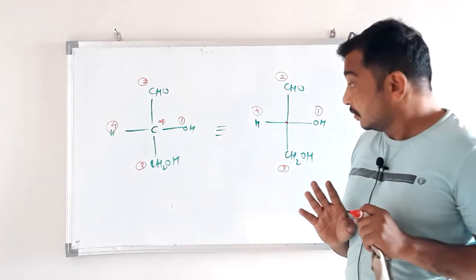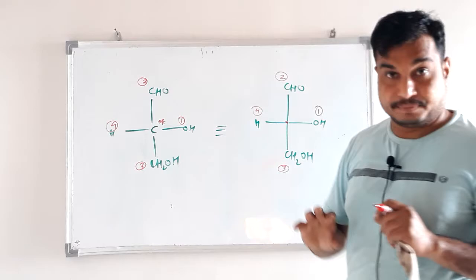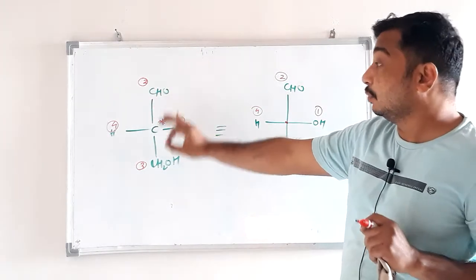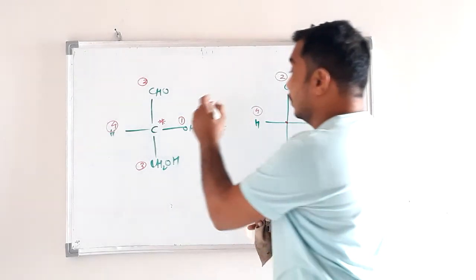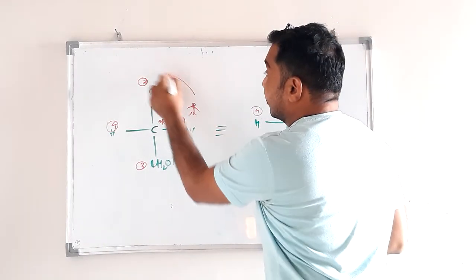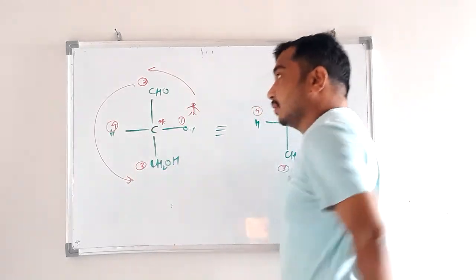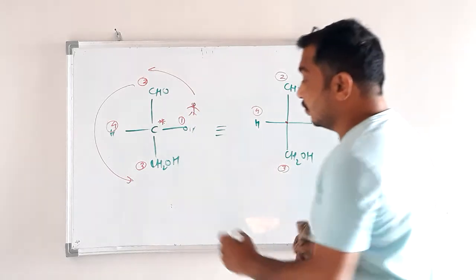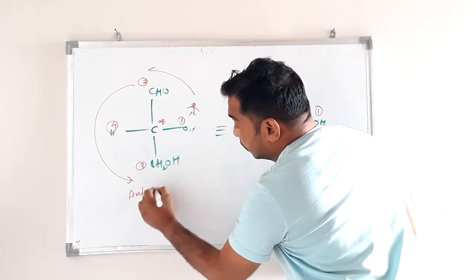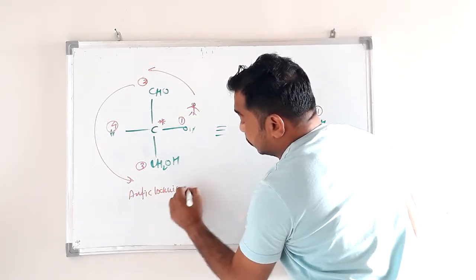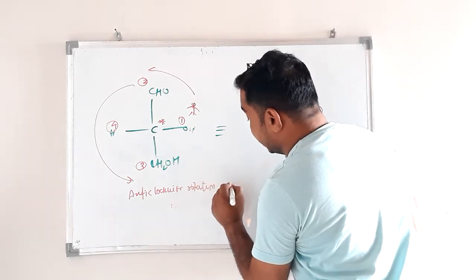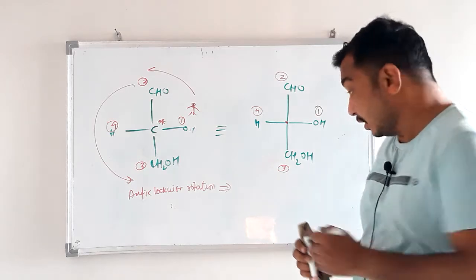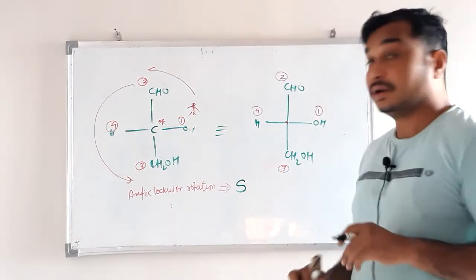Now give the RS notation first for this without rotating the molecule. Move 1 to 2, 2 to 3. What is the type of rotation? Anti-clockwise rotation. If the rotation is anti-clockwise, what will be the symbol? Capital S.